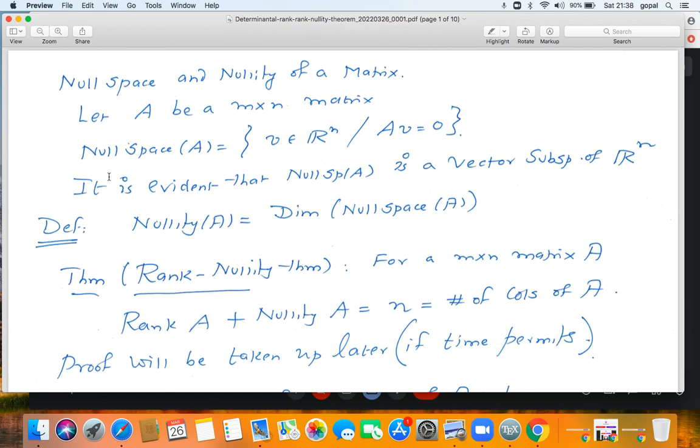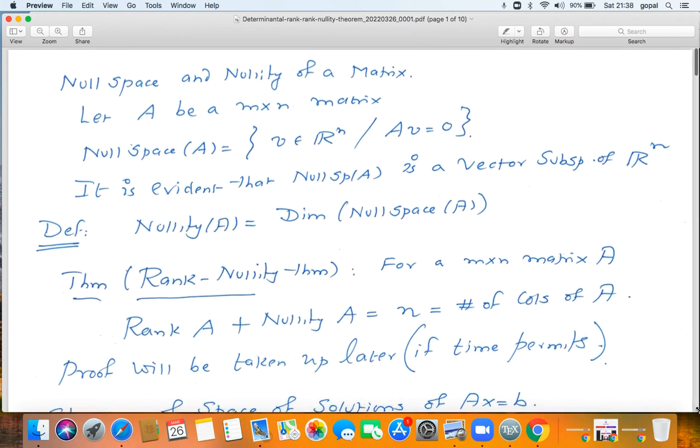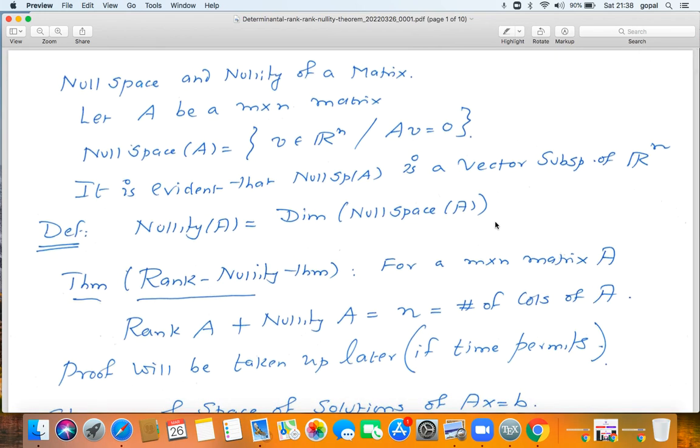And now we will take up the next important notion, and that is of the null space of a matrix and the nullity of a matrix. So let us again start with the M cross N matrix A, with M rows and N columns.